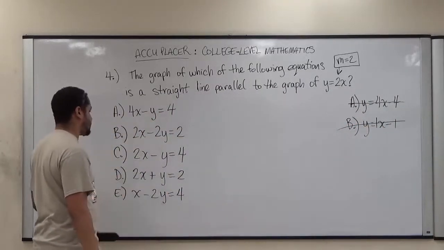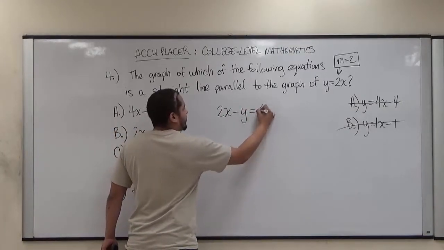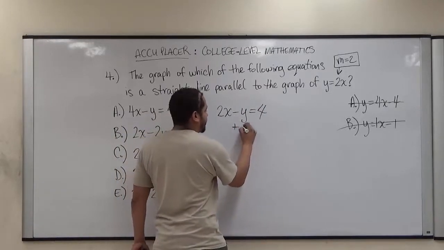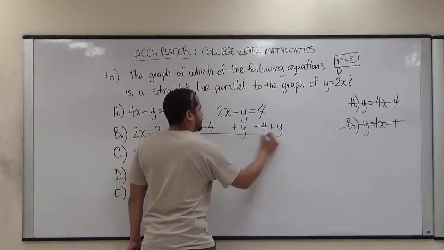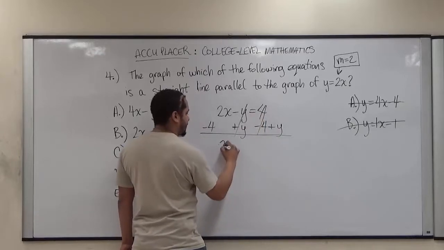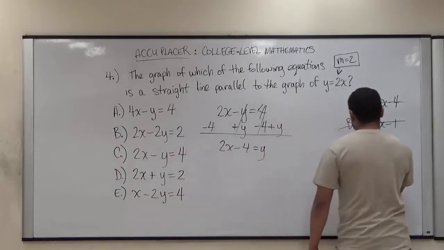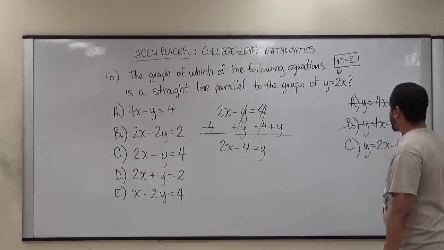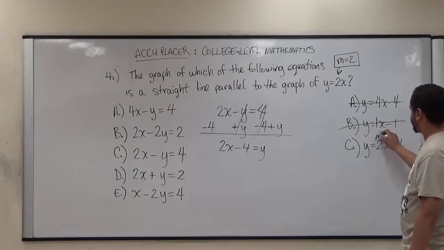The third equation, we have 2x minus y is equivalent to 4. In this case, I just have to do one move to get the third equation here. So I'm going to add y to both sides, and subtract 4 from both sides at the same time. These 4s will go, these y's will go, and we have 2x minus 4 is equivalent to y. So here our third equation says y is equivalent to 2x take away 4. And already we see this has the exact same slope. Here's that 2 for m. And I believe this is the correct answer.